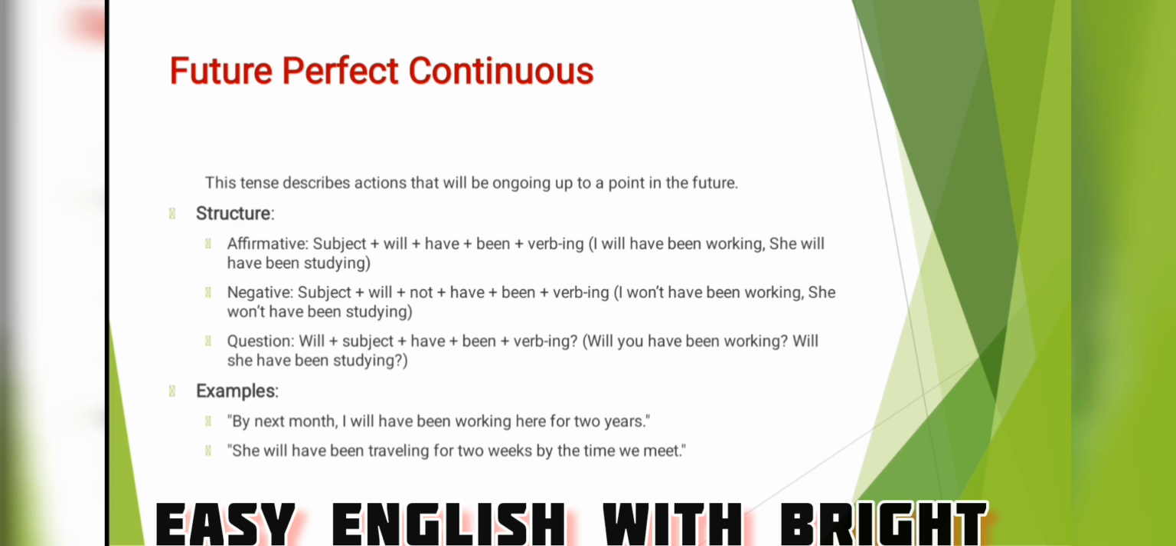Negative: subject plus will plus not plus have plus been plus verb with ing. I won't have been working. She won't have been studying. Question: will plus subject plus have plus been plus verb with ing. Will you have been working? Will she have been studying?